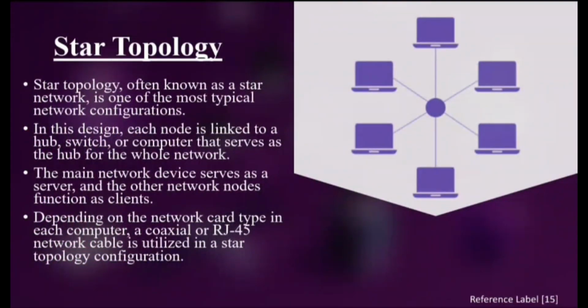Star topology. Star topology, often known as a star network, is one of the most typical network configurations. In this design, each node is linked to a hub, switch, or computer that serves as the center for the whole network. The main network device serves as a server, and the other network nodes function as clients. Depending on the network card type in each computer, a coaxial or RJ45 network cable is utilized in a star topology configuration.